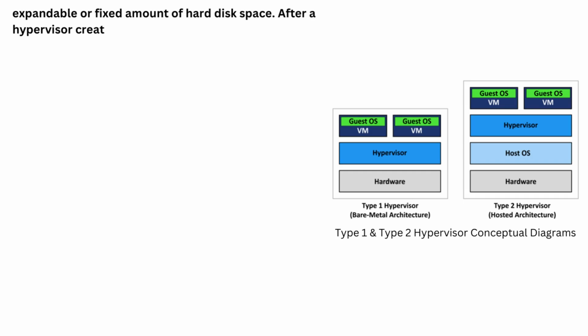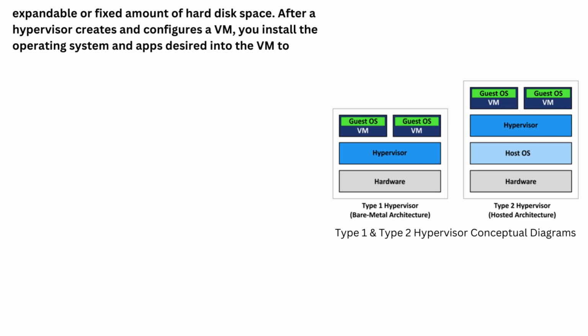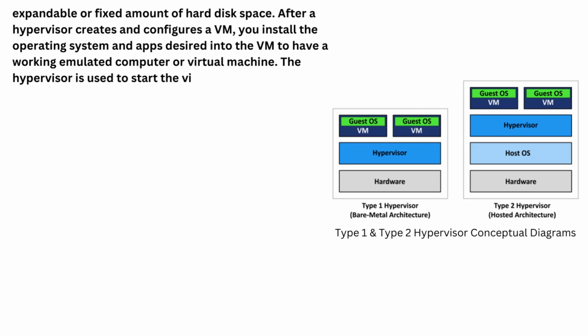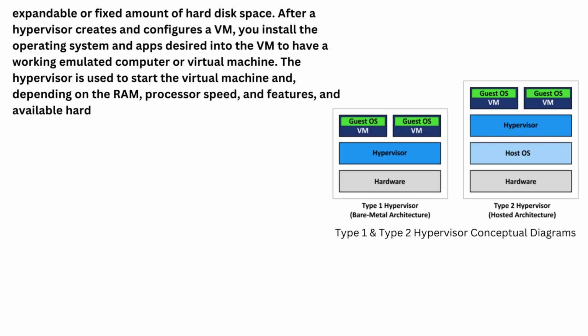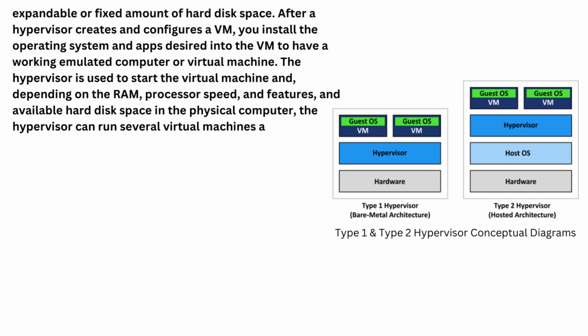After a hypervisor creates and configures a VM, you install the operating system and apps desired into the VM to have a working emulated computer or virtual machine. The hypervisor is used to start the virtual machine and, depending on the RAM, processor speed, features, and available hard disk space in the physical computer, the hypervisor can run several virtual machines at the same time.